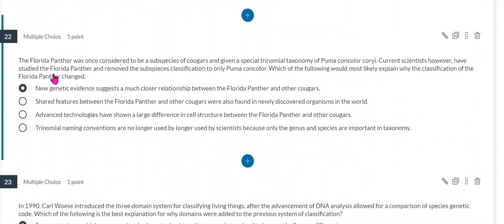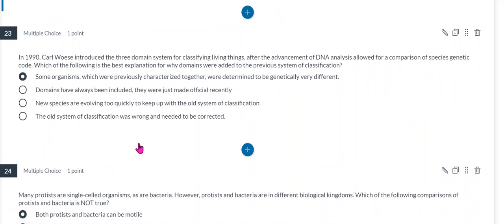Now, next question 22. The Florida panther was once considered to be a subspecies of cougars and given a special trinomial taxonomy, Puma concolor coryi. Current scientists, however, have studied the Florida panthers and removed the subspecies classification to only Puma concolor. Which of the following would most likely explain why the classification of the Florida panther changed? Because we recently added a lot of evidence, new genetic evidence suggests a much closer relationship between the Florida panther and other cougars. That's why this is the correct answer.